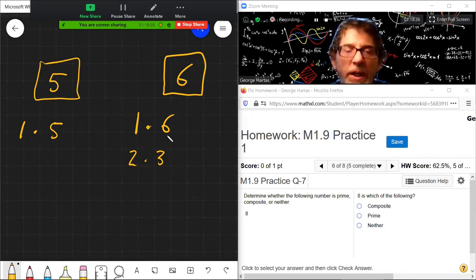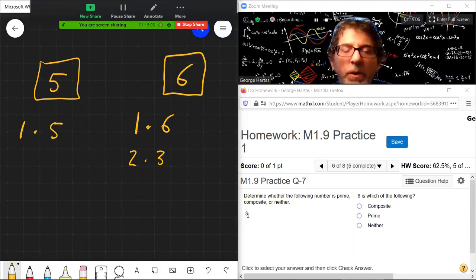Because for 6, there are other factors besides 1 times that number itself, then it is not a prime number. This is called a composite number, okay? Because this can be broken down into more factors besides 1 times the number. All right, so this is called a composite number. And that's what they mean down here.